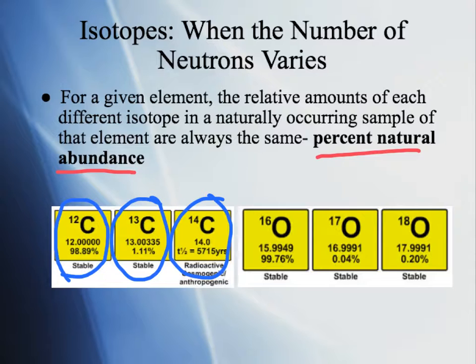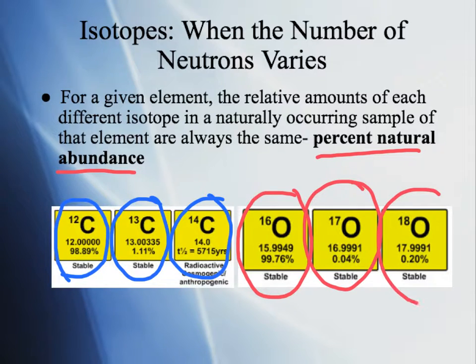Same thing with oxygen. If we gather a sample of oxygen atoms from the air from different places around the world, we're going to have the same percent natural abundance for oxygen. 99.76% will be oxygen-16, which has 8 protons and 8 neutrons. Then only 0.04% will be oxygen-17, with 8 protons and 9 neutrons. And 0.2% will be oxygen-18, with 8 protons and 10 neutrons. That's what we call the percent natural abundance: how much of each isotope will be in a naturally occurring sample of that element.